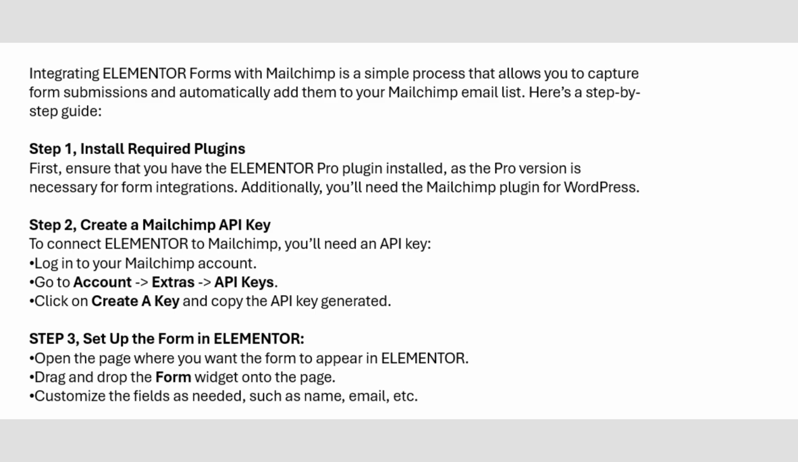Step 2. Create a Mailchimp API key. To connect Elementor to Mailchimp, you'll need an API key. First, log into your Mailchimp account. Then go to account, then in extras, and finally you'll find API keys. After that, click on create a key and copy the API key generated.